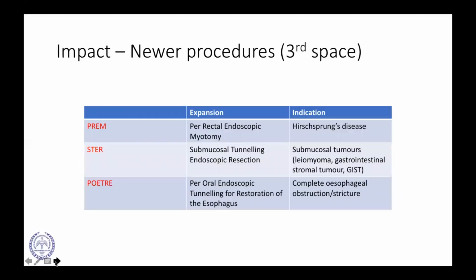POEM has led to an interest in performing other newer procedures in this third space. Examples include a perrectal endoscopic myotomy, otherwise called PREM, the indication being Hirschsprung's disease; STER, which is submucosal tunneling endoscopic resection for submucosal tumors; POETRY, or peroral endoscopic tunneling for restoration of the esophagus in a situation of complete esophageal obstruction.